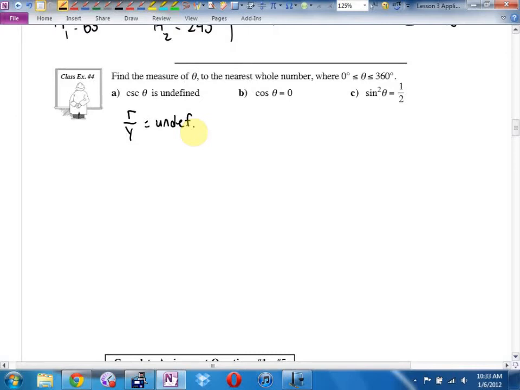If they're telling me that cosecant was undefined, therefore, they're telling me that y was 0. So we put that little chain of reasoning together. We're still going to sketch, but I'm going to draw a little dotted line circle. That's the arm swinging its way around.